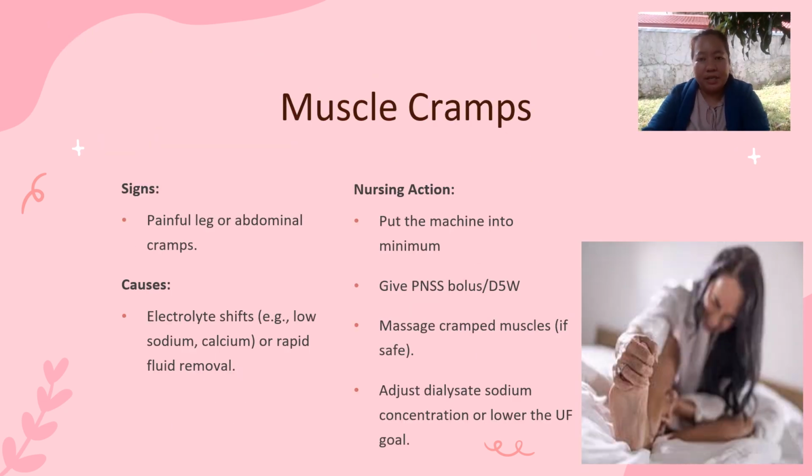When you see a patient holding their legs or arms and looking like they are in pain, ask them right away. It might be muscle cramps. It can be in the legs, arms, or even the abdomen, which is the worst. It is a painful leg or abdominal cramp. It is caused by electrolyte shifts or rapid fluid removal. Usually, if the dialyzer is new, there's rapid fluid removal, thus muscle cramps occur.